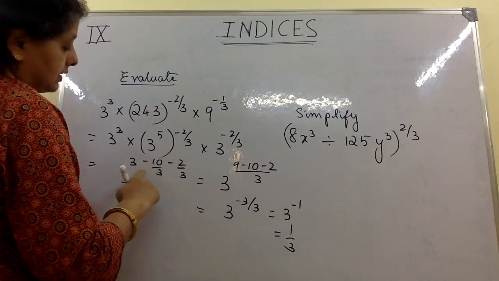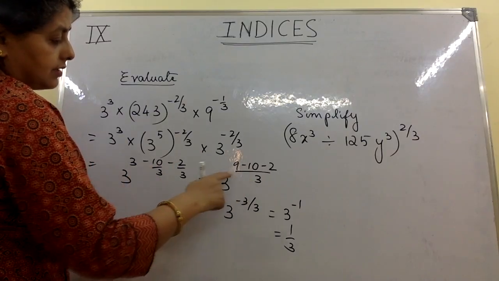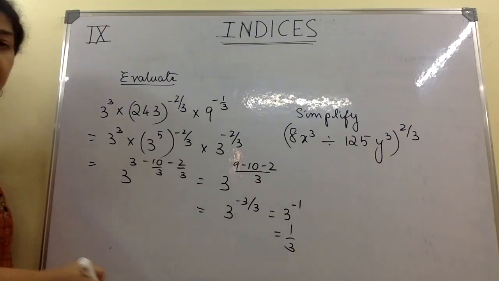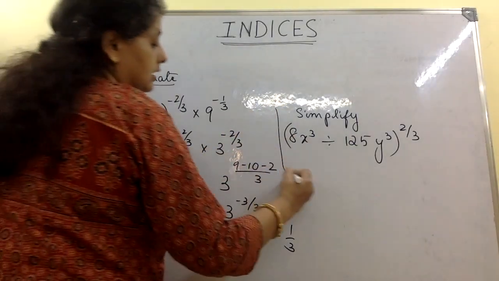So here I took an LCM, I got the LCM as 3, then I simplified and got 1 by 3. Okay, next question, let's see.